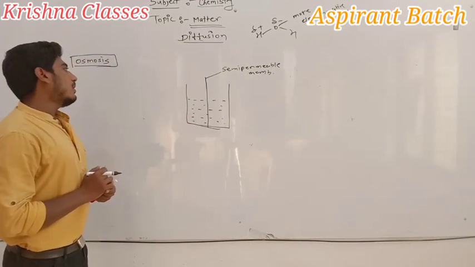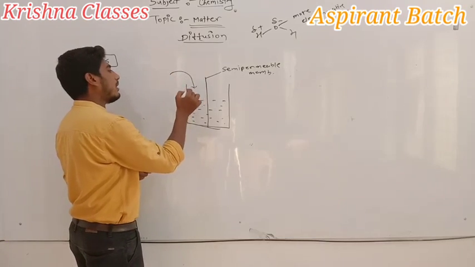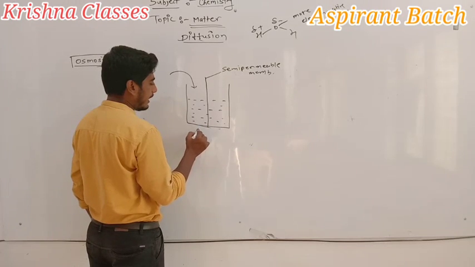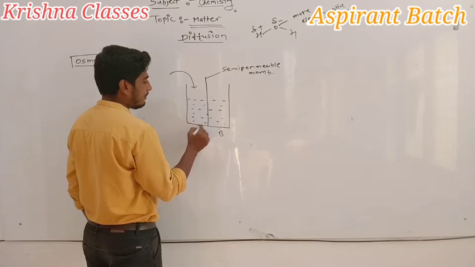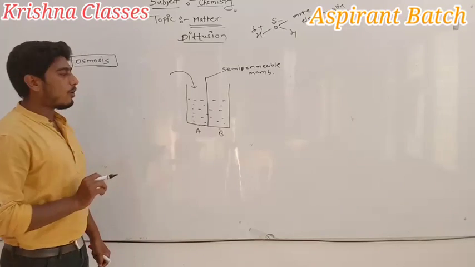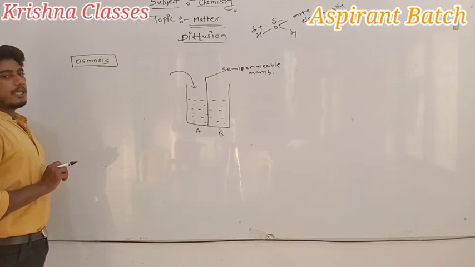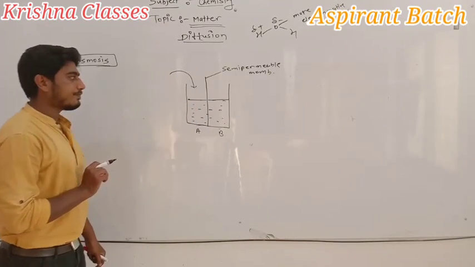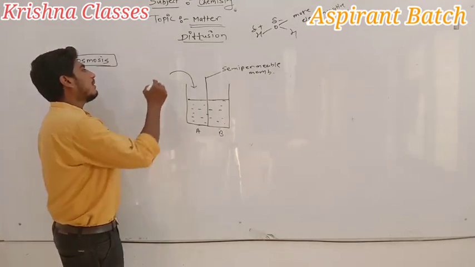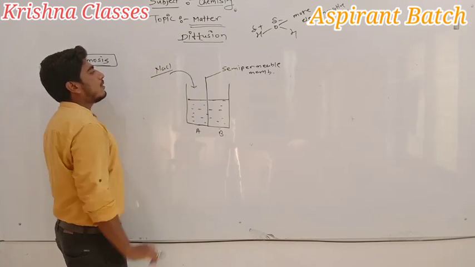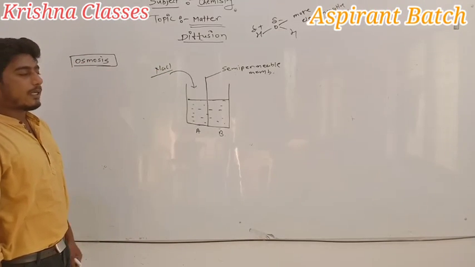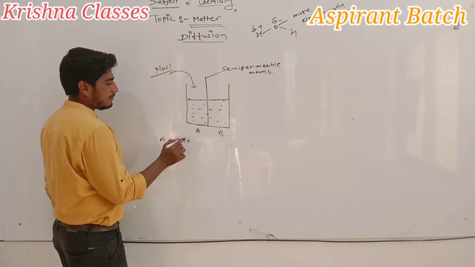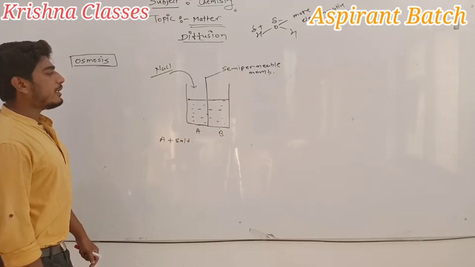Then what happens if we put some salt into one compartment? Suppose the compartments are classified as A and B. Here the water concentration, or water level, at both ends is the same. That is, the water concentration at this area and at this area is same. Then by adding some salt into the A compartment, the salt dissolves into the water.